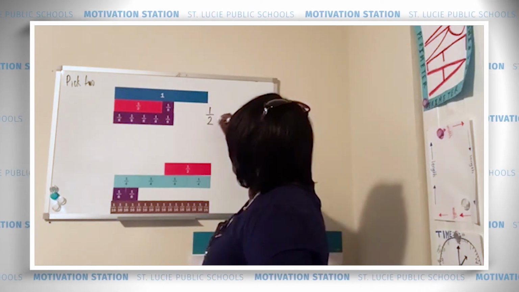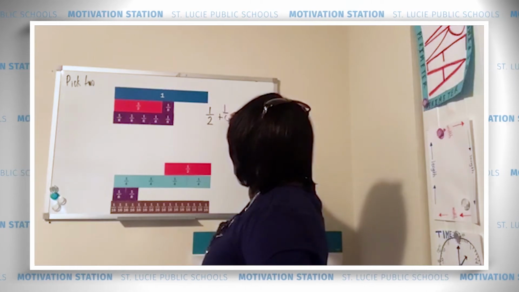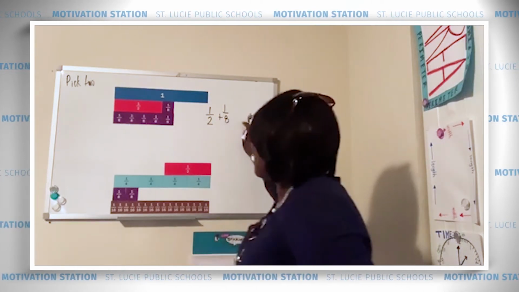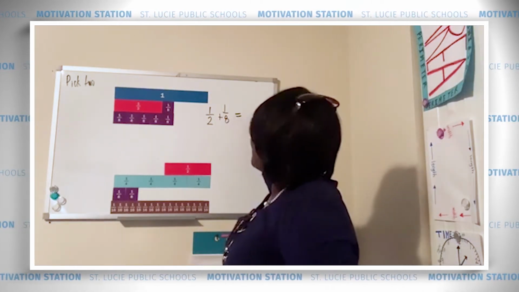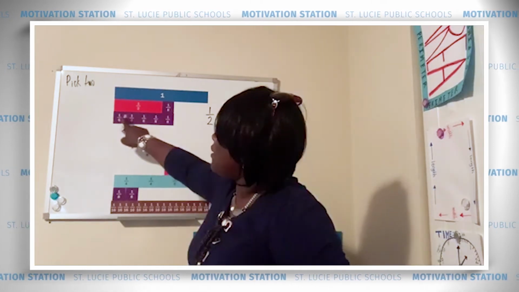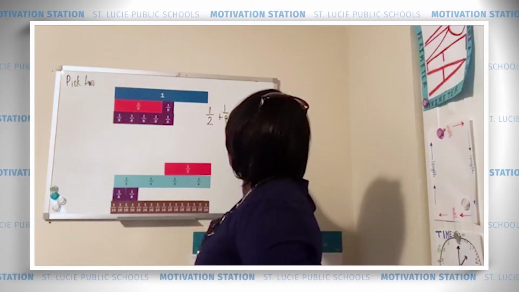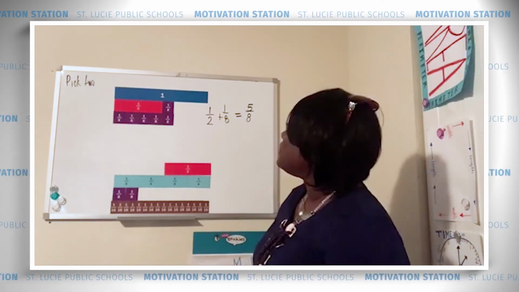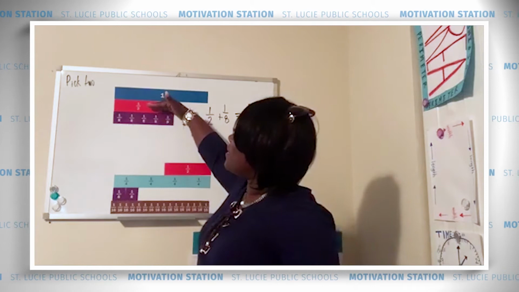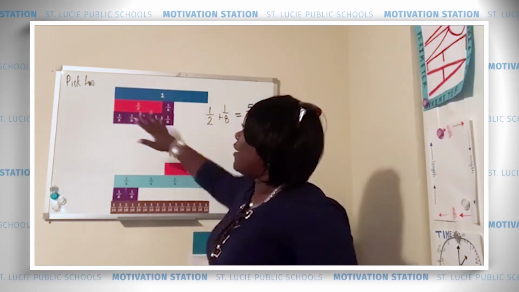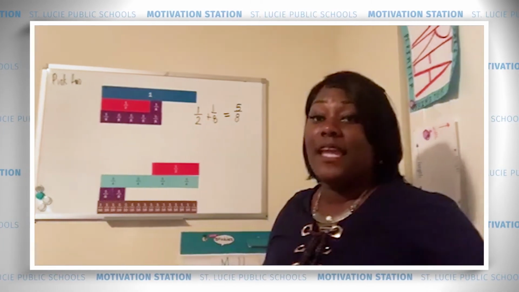So 1/2 plus, or combined with, 1/8 is equivalent to 1/8, 2/8, 3/8, 4/8, 5/8. So my 2 fractions, the half and the eighth, are equivalent to 5/8 when combined.